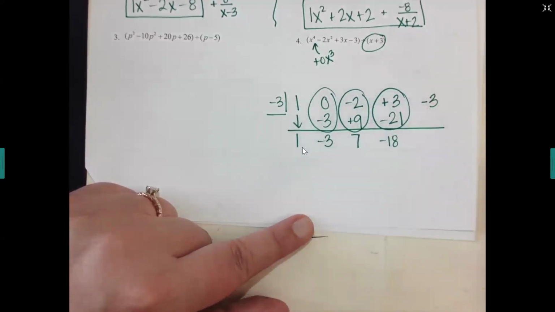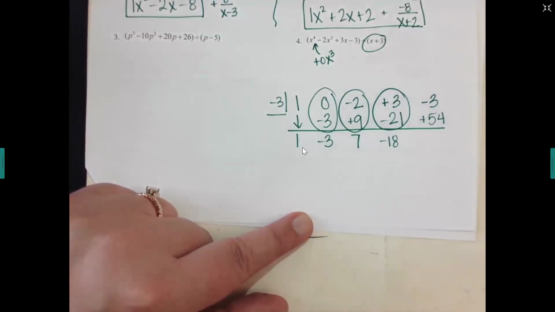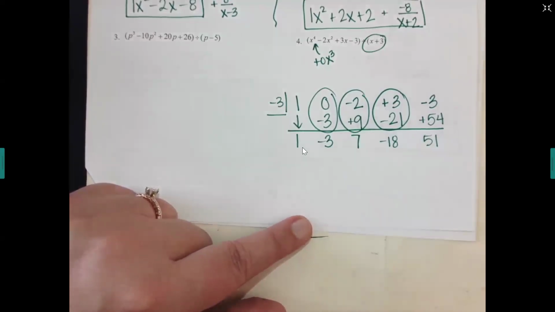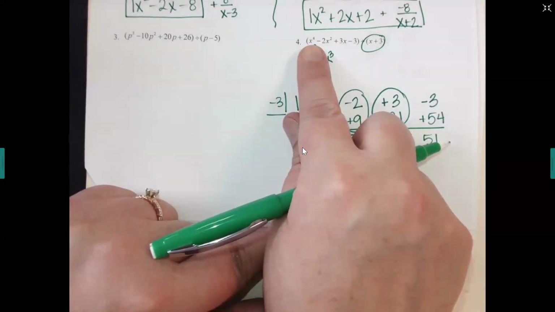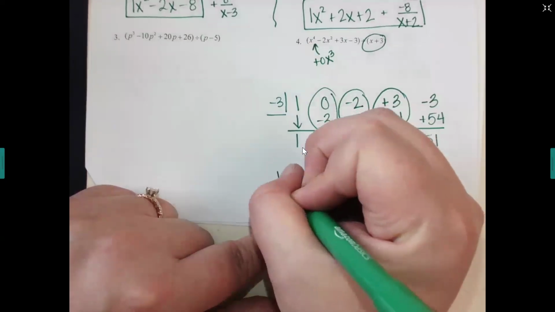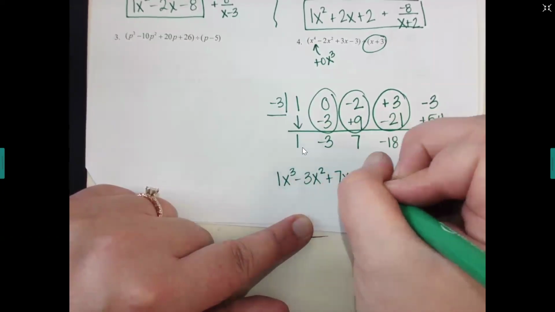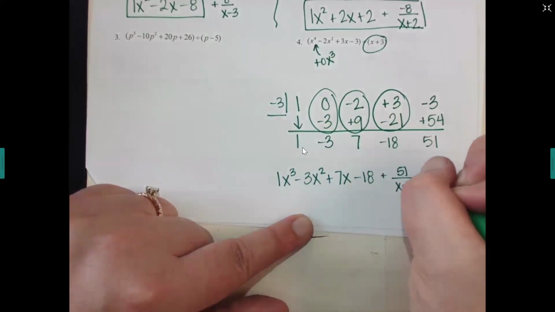Use your calculator for this one. Negative 18 times negative 3. Positive 54. And then 54 take away 3 is 51. Very good. Okay, now my original x, how big was it? X to the what? 4. Then my answer has to start as an x3. So it'd be a 1x3, 3x2, 7x minus 18, with a remainder of 51 over x plus 3.